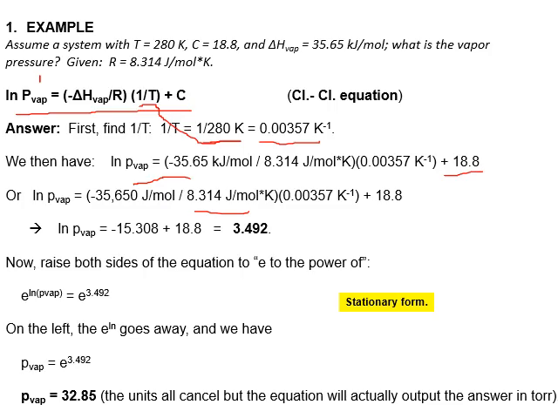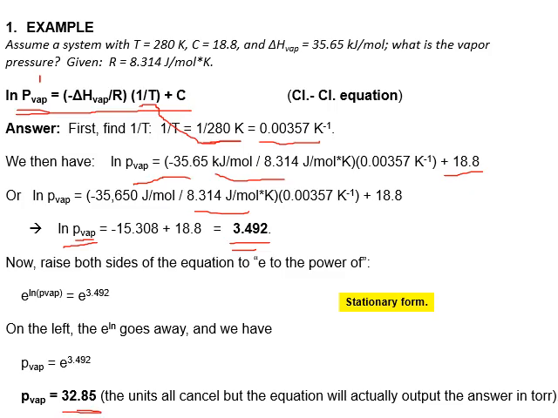So we're going to divide this by this. I mean, it's just algebra, just math. So when we do this, it turns out that we wind up with the logarithm of the vapor pressure, what's on this side of the equation over here, equals 3.492. So we raise both sides of that equation to e to the power of, and we get the vapor pressure, just without the logarithm, equals e to the 3.492, which is 32.85, and that's all you have to do.